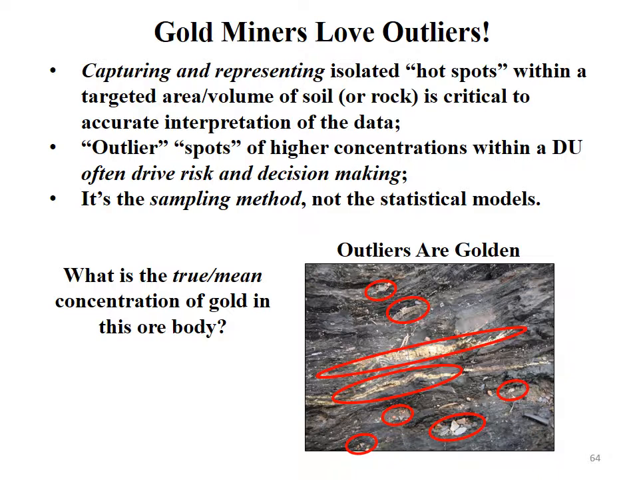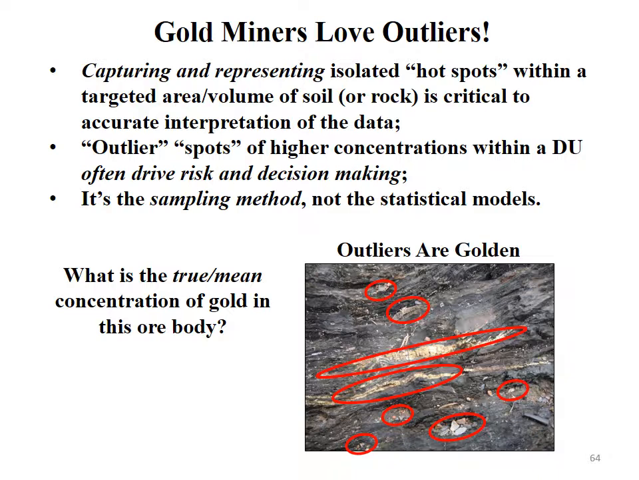Let's say you did, and one of the samples came back 100% gold. Would you really toss that sample out in assessing the economic viability of that ore deposit? I can tell you with very high confidence you'd be fired in a heartbeat if you did. So no one in the mining industry, or even the agriculture industry, would ever toss out outliers. The whole idea is to capture and represent these outlier hot spots and cold spots within your sample, so you collect a representative sample of your targeted area. And again, they're what often drive decision making and risk assessment.